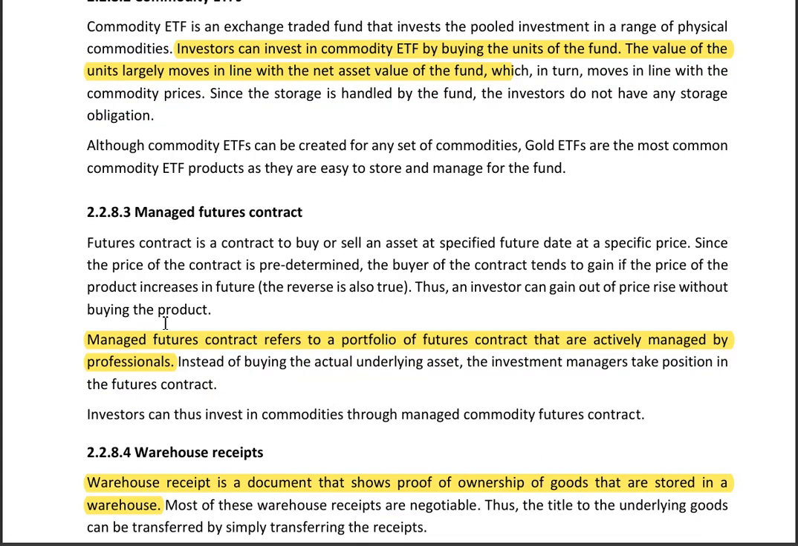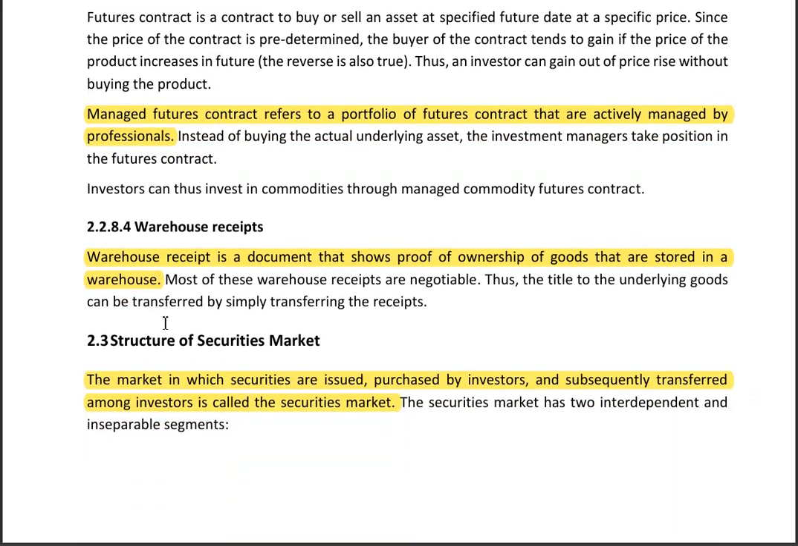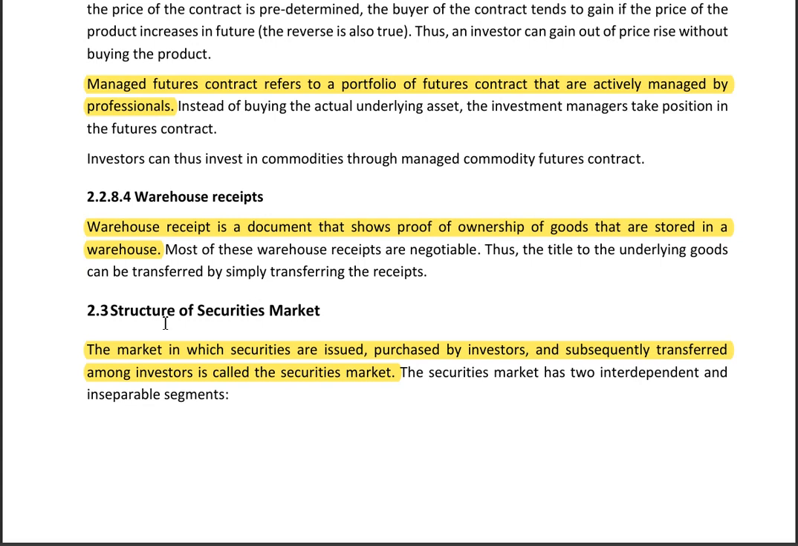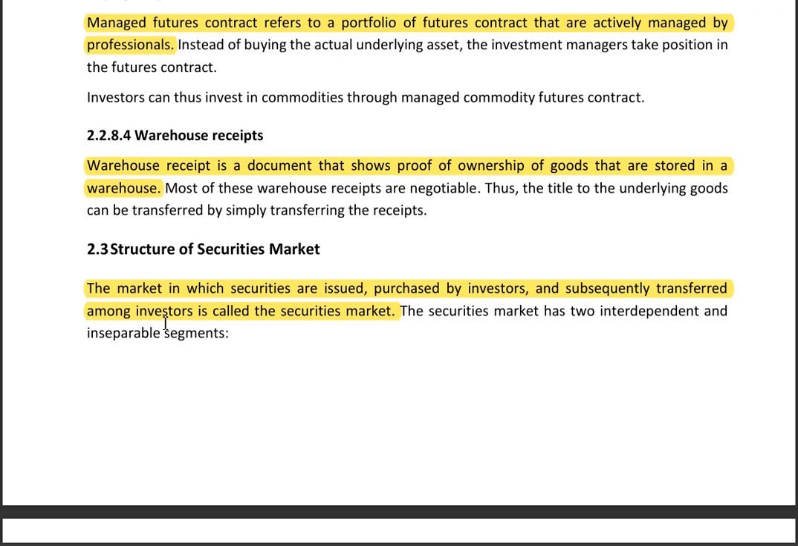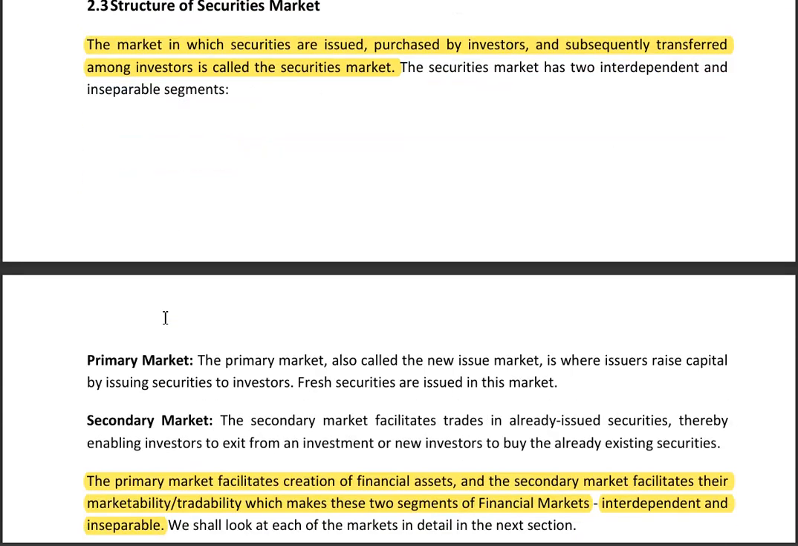Managed futures contracts refers to a portfolio of futures contracts that are actively managed by professionals. So warehouse receipt, what does it mean? It's a document that shows proof of ownership of goods that are stored in a warehouse. These are negotiable. Underlying goods can be transferred by simply transferring the receipts.